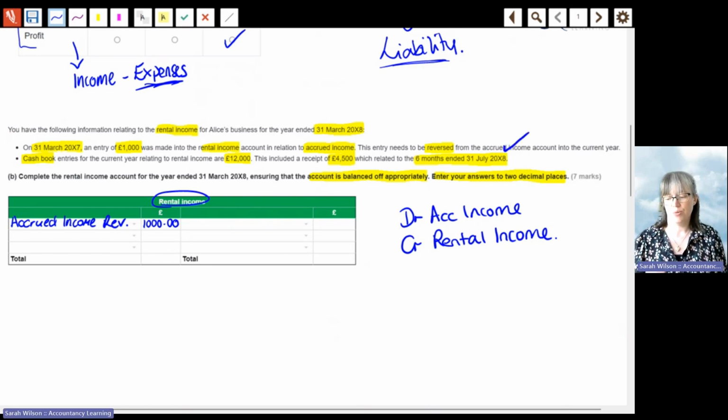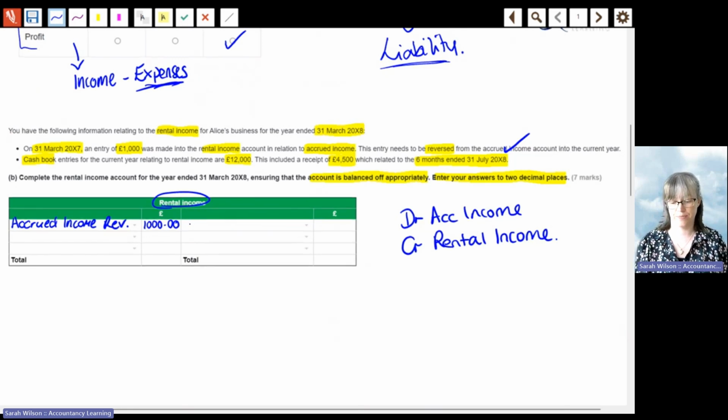So now we have dealt with that reversal. The next part is about the cash book. So we're told the cash book entries for the current year relating to rental income are £12,000. So we can now put that into our account. So we're going to put cash book here to increase our rental income of £12,000. So we've dealt with that part of the question.